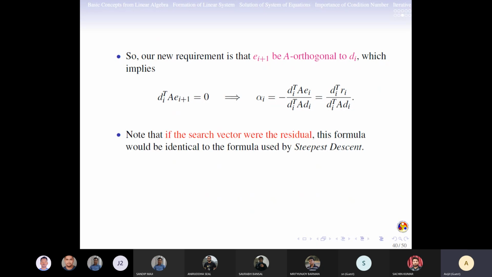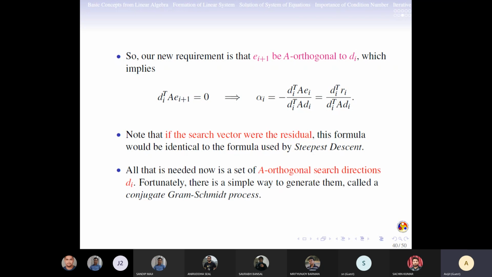One more thing: if you take the search vector di as the residual direction, then that will be the same as the steepest descent, what we did in the steepest descent method. Now all that is needed is a set of A-orthogonal search directions di. Finding an orthogonal direction is very easy, but finding an A-orthogonal direction is a little bit tedious. But fortunately there is a simple way to generate them, called the conjugate Gram-Schmidt process.